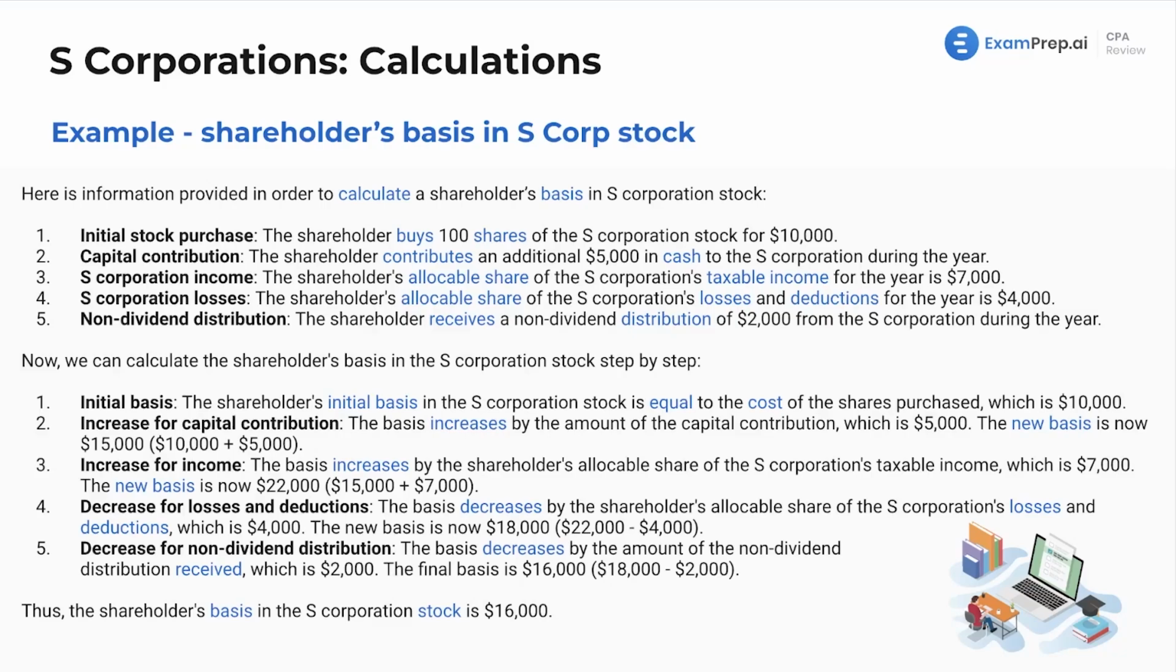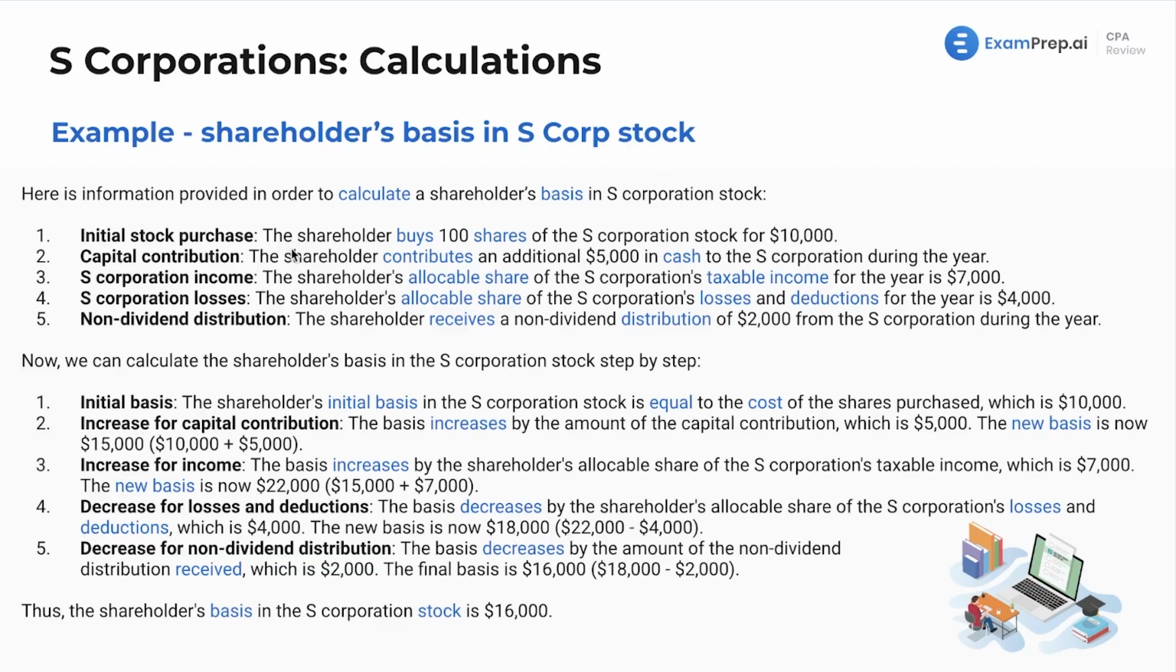All right, next up, an example on the shareholder's basis in S-Corp stock. Here's some information that we're going to use to calculate a shareholder's basis in their S-Corp stock. First, we've got the initial purchase, and think of it like a base formula. This is the beginning balance, the additions to that balance, any subtractions from that balance, and then what is the ending balance. We can use that for financial statement accounts, lots of wonderful stuff. We can use that for this as well.